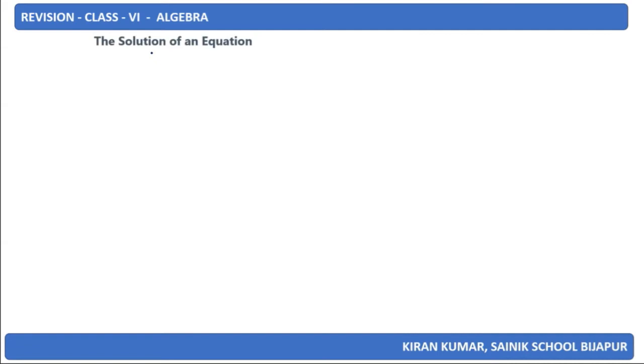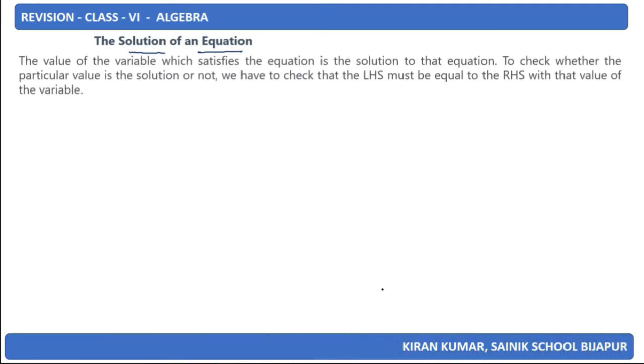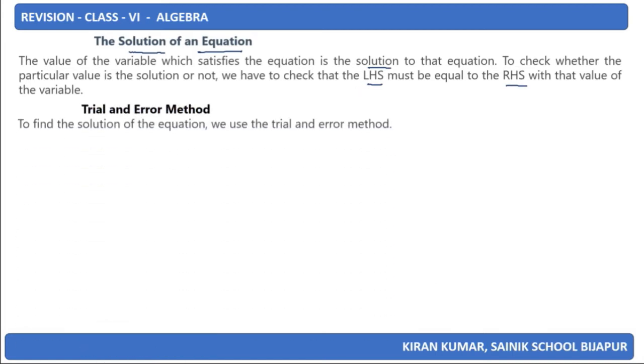Let's discuss in particular the solution of an equation. The definition goes like this: the value of the variable which satisfies the equation is the solution to that equation. To check whether a particular value is the solution or not, we have to check that the left hand side must be equal to the right hand side with the value of the variable. We follow a method called the trial and error method. This method is used to solve an equation.